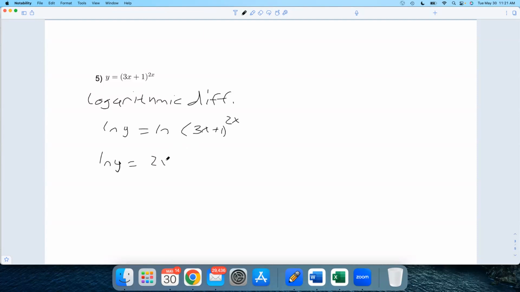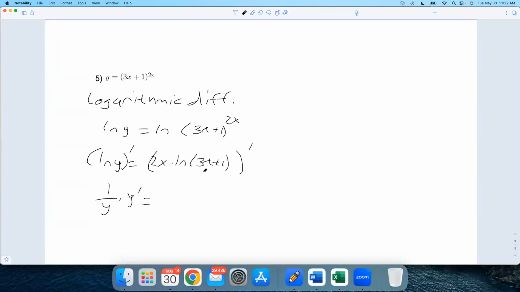This exponent will come out front. Remember, that's natural log of 3x plus 1. That's not times. There's a times here. This is 2x times that stuff. Now we take the derivative of both sides. So that guy's derivative and this product's derivative. The derivative of natural log of anything is 1 over that thing times the derivative of that thing. The derivative of y is y prime.